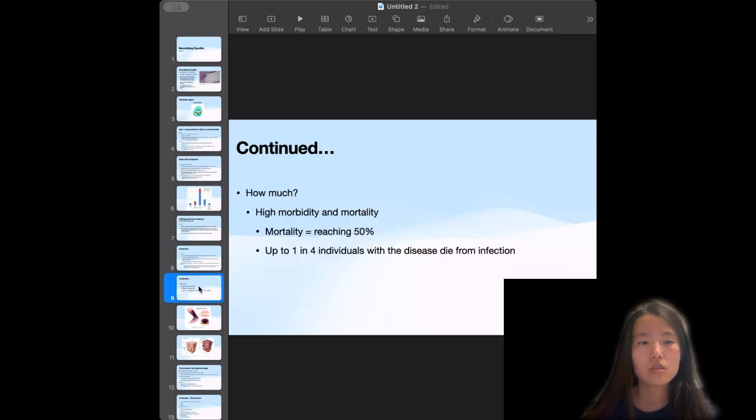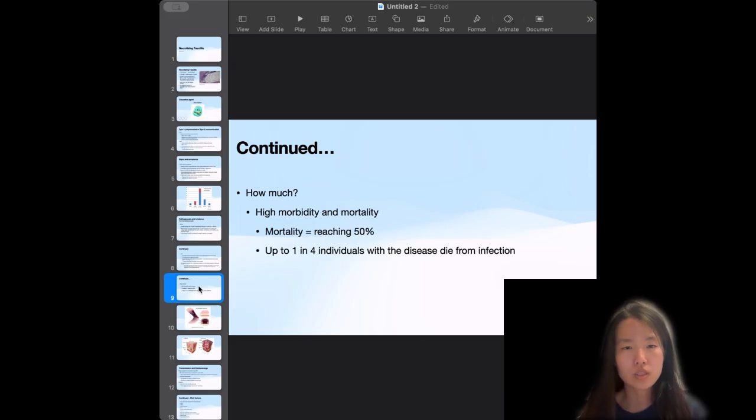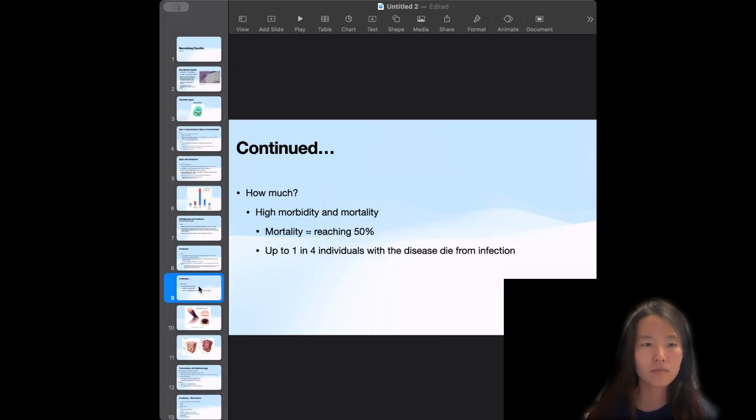So, how much? Necrotizing fasciitis has a high morbidity and mortality rate. There are a lot of studies on it, but on average, I'd say it reaches about 50% mortality rate, and it was found that up to 1 in 4 individuals with the disease die from the infection.